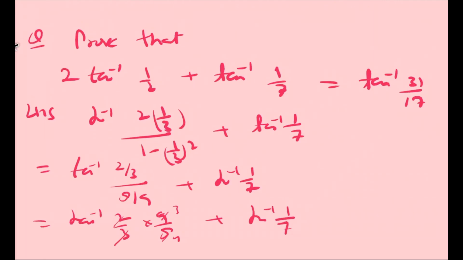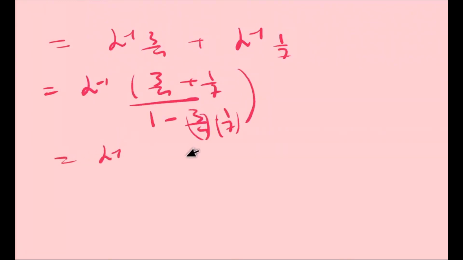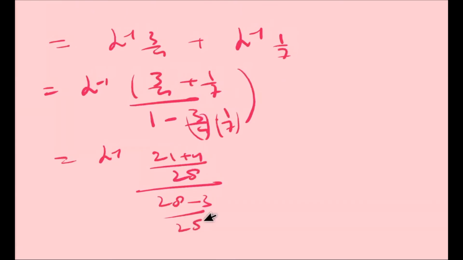So the next step will be tan inverse 3 by 4 plus tan inverse 1 by 7. Now we can use this formula, tan inverse of x plus y upon 1 minus xy. Now taking the LCM 28, we can say 21 plus 4 upon 28, 28 minus 3 upon 28.